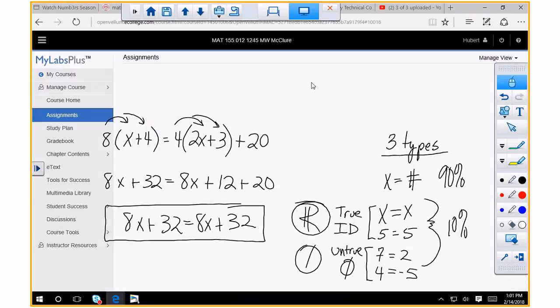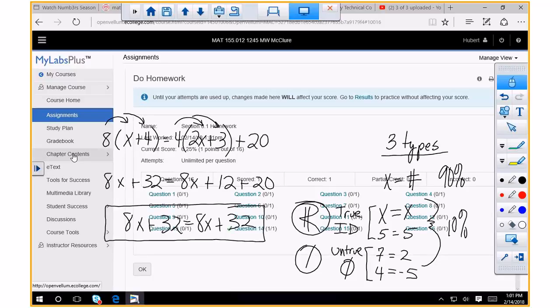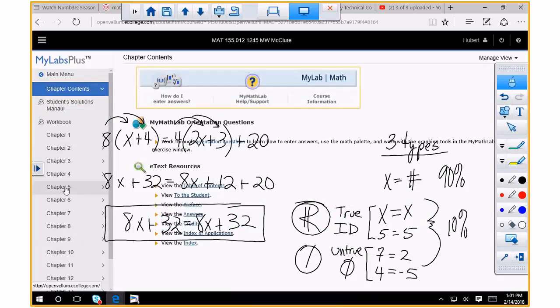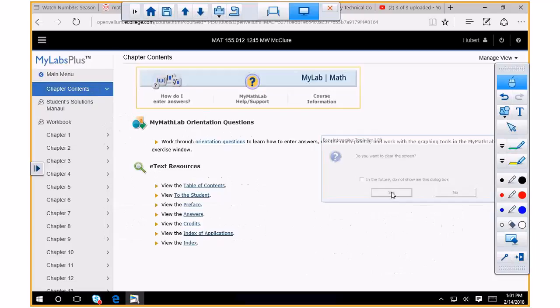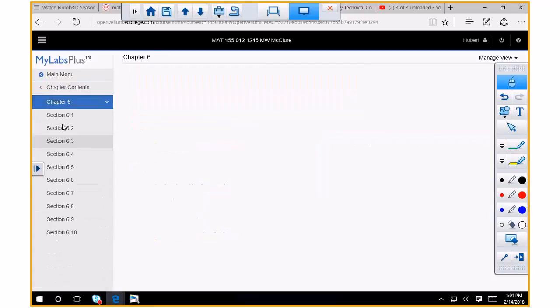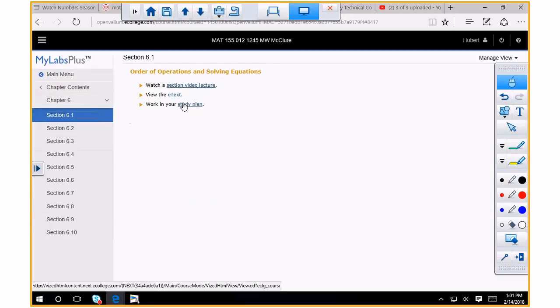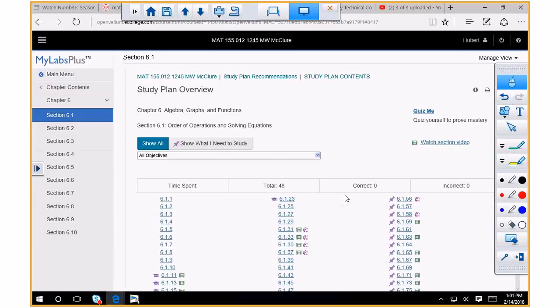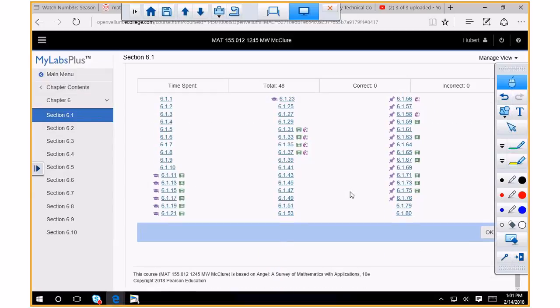Save. There. Go to chapter contents to do more questions. You need to do more questions than that, especially if you suck at algebra. You need to do more than just 2 or 3 questions. What chapter is this? 6-1? Go to 6-1 and go to study plan. Now that's what homework looks like. K through 12 teachers give you one or two problems and then wonder why you suck at algebra when you get out of high school.